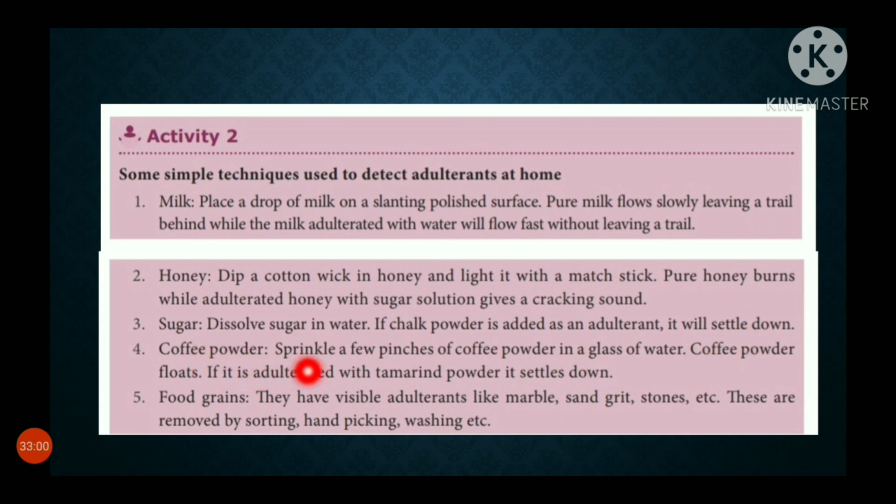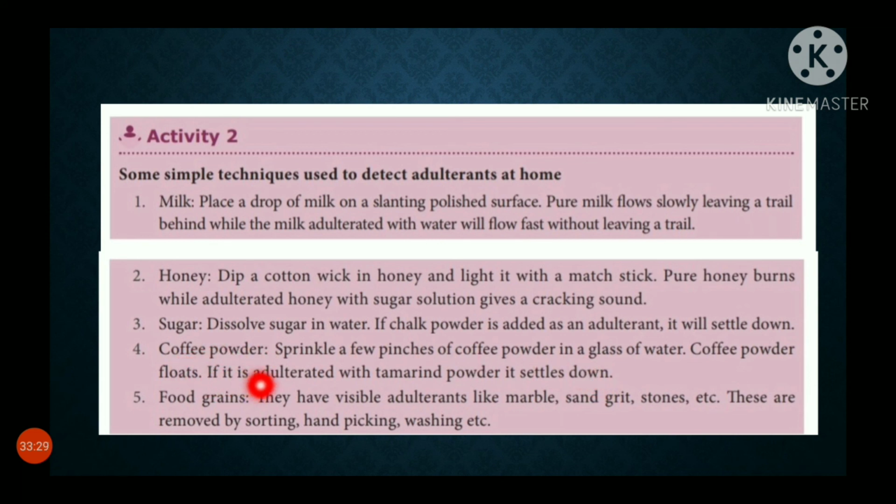Coffee powder: sprinkle a few pinches of coffee powder in a glass of water. If it is good coffee powder, it will float. If it is not, it will settle down. If the coffee powder is good, it will float on top of the water. If not, it will sink and settle down.